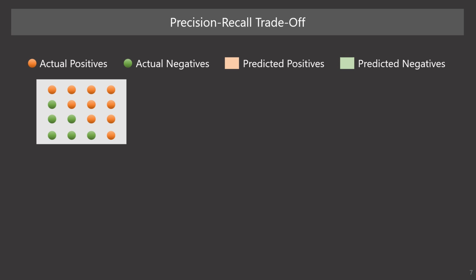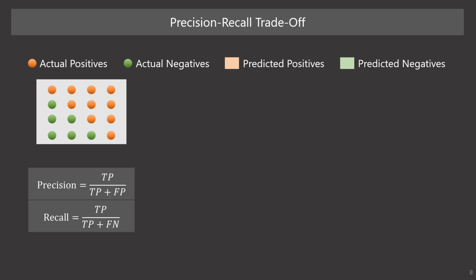We should know that there is a trade-off between precision and recall. Let's see this issue using simplified examples. Suppose we have 16 observations, and 10 of them are actual positives, and the remaining 6 are actual negatives. Let's apply a classification model to this data and compute precision and recall. To compute precision and recall, we need to know how many of the observations are true positives, false positives, and false negatives. So, let's count them.